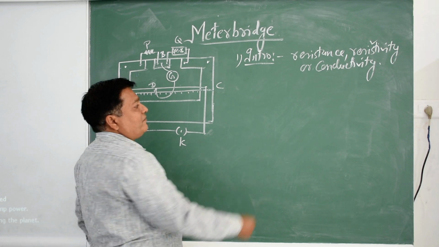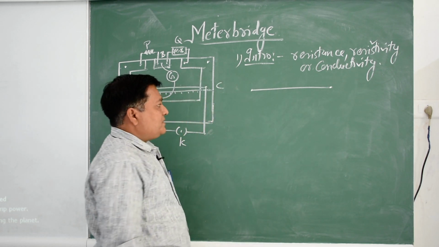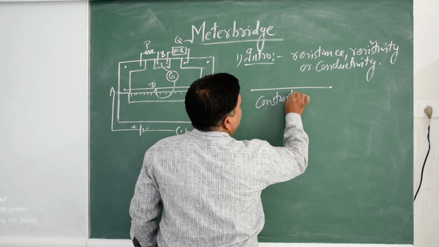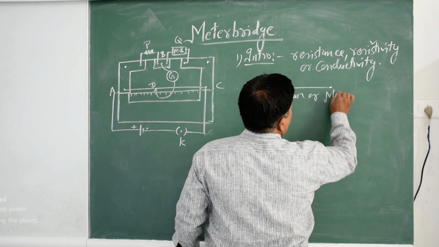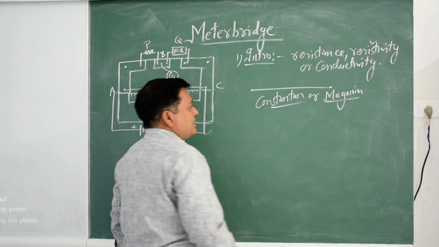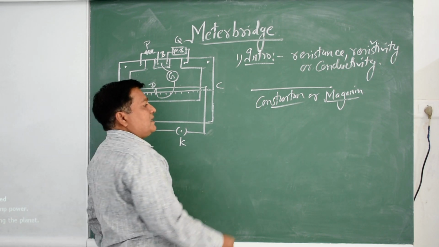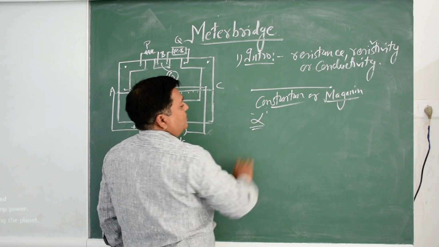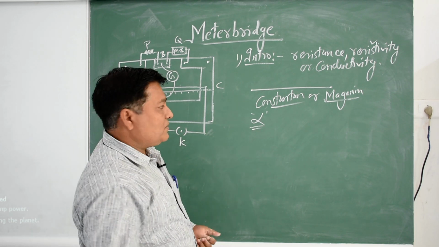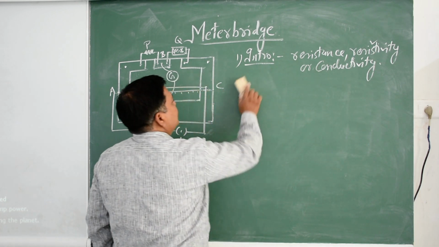Meter bridge is made up of 1 meter long wire, that's why it is called a meter bridge. This 1 meter long wire is made up of constantan or manganin alloys. Why is it made up of alloy? What is the purpose for this? The purpose is that the temperature coefficient of alloys is very low, so there will be negligible change in the resistance when the current passes through it.